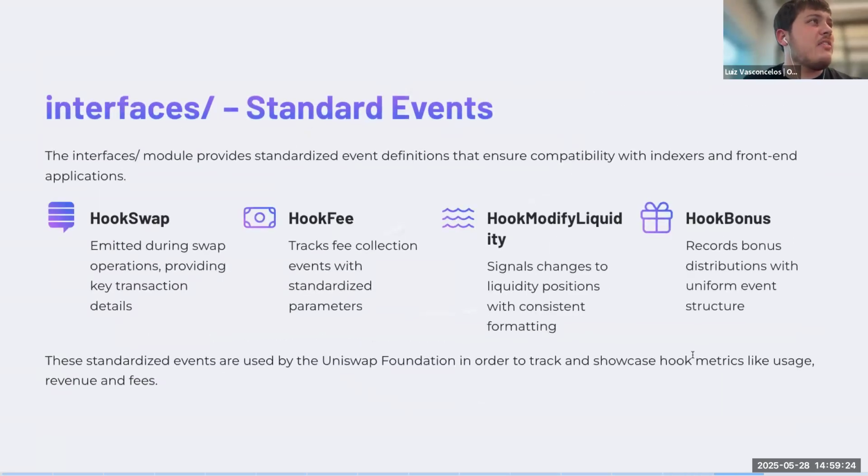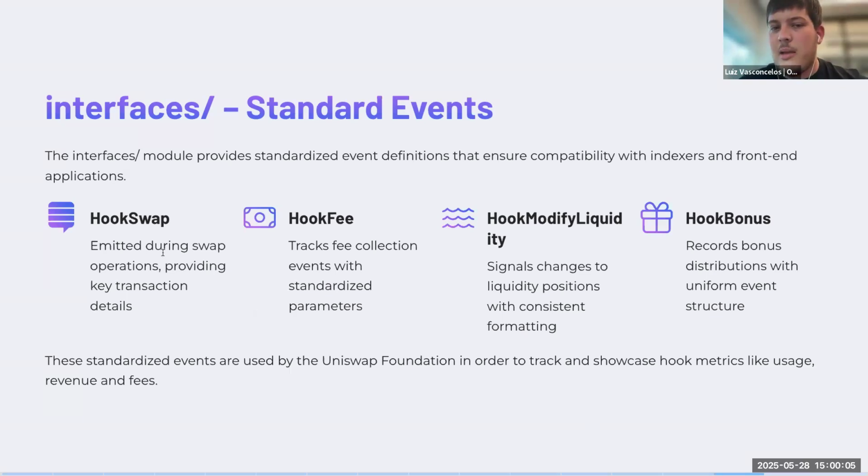Yeah, and we have these interfaces for the standard events. As I said, this is important mostly so people can track, and by people, I mean anyone on chain, and in particular the Uniswap Foundation. They want to be able to track and showcase how hooks are doing. Also, hook developers may want to show how their hooks are doing in terms of revenue and fees generated as well. So you should look at these events and emit them in order to be able to track them in a better way.